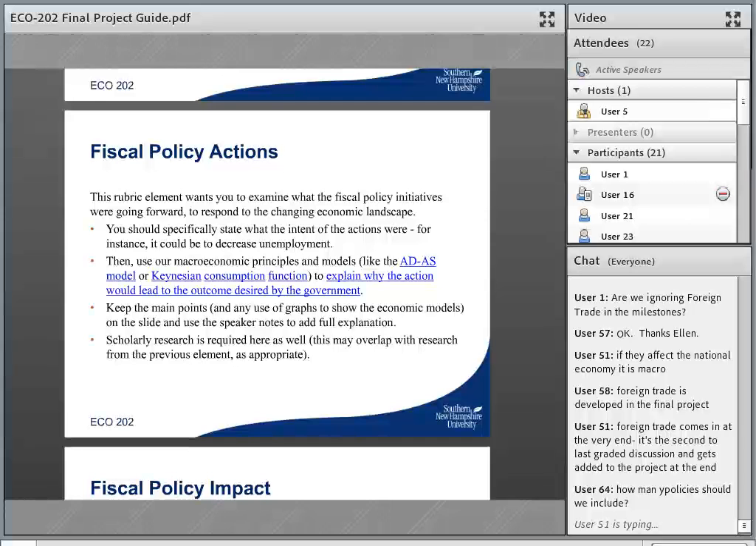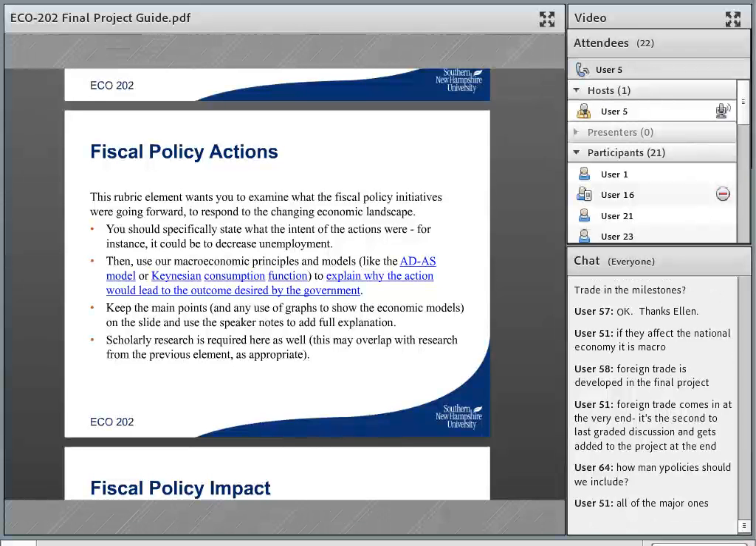Donna asks, how many policies should we include? Donna, it depends on the time period, so I can't give you a number. But like Ellen said, all of the major ones. So once you feel that you've gone through all the presidents in your time period, because every president typically gets a new Congress, because that was another voting cycle, there's new people voted in, and they're going to start making new decisions. You want to make sure that you cover anything that happened under any administration.